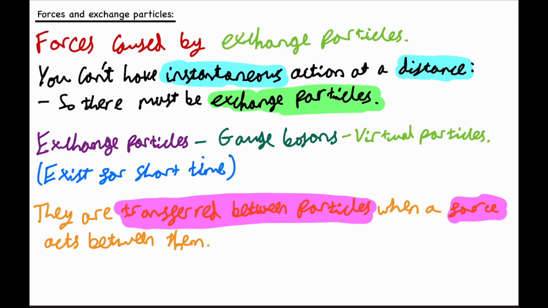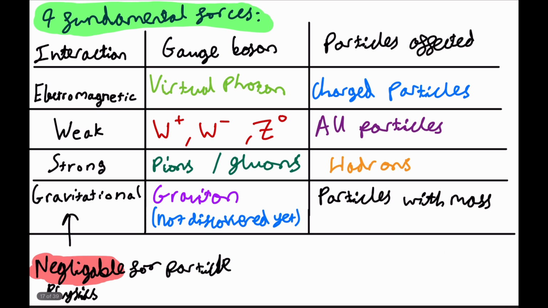Exchange particles are also called gauge bosons or virtual particles, and they exist for a very short time. They are transferred between particles when a force acts between them. So as I said before, if one atom applies a force to another, there is a virtual particle, gauge boson or exchange particle which is transferred between the 2 atoms. And you have 4 fundamental forces in physics. Any other force is a combination or a version of these forces.